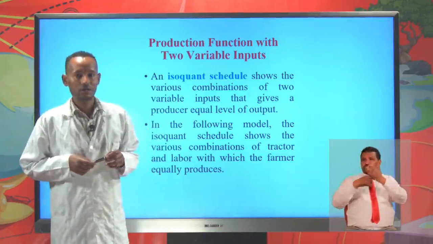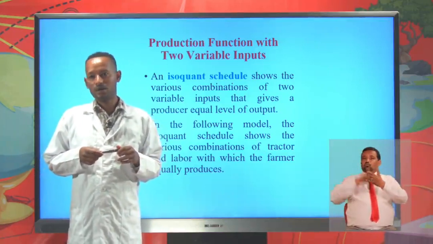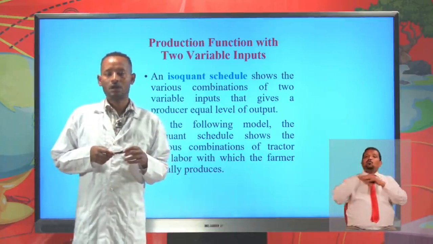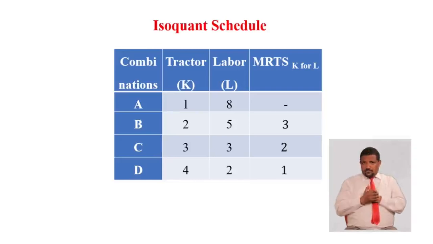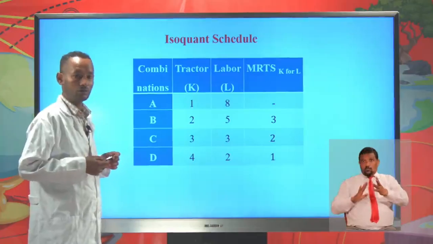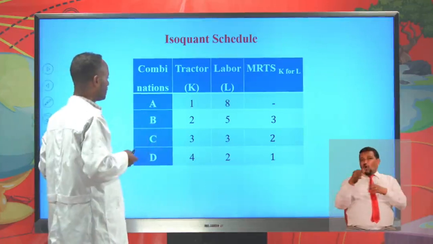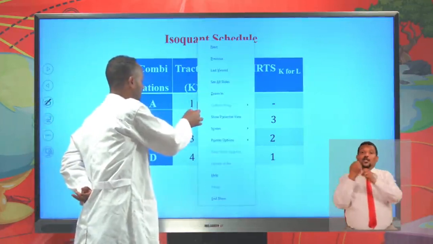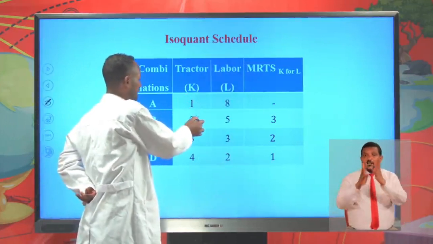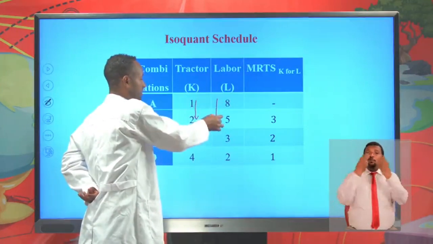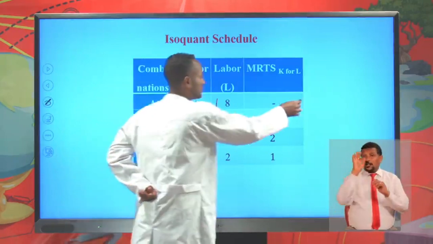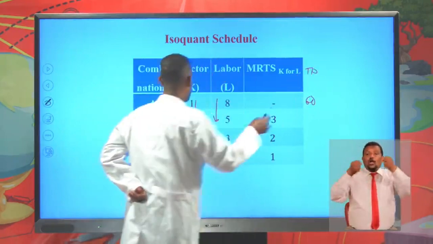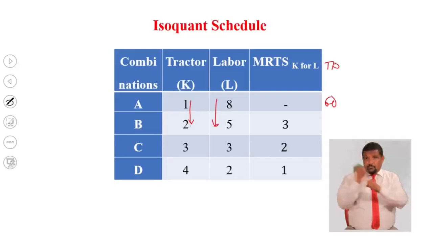In the following model, the farmer produces the output wheat by employing two variable inputs called capital and labor. The output that the farmer gets from the combination of one tractor and 8 labor is always equal to the output from the combination of 2 tractors and 5 labor, because as we increase employment of the variable input tractor, we are reducing employment of the variable input labor. For example, if the farmer gets 60 quintal of wheat from 1 tractor and 8 labor, then the output from 2 tractors and 5 labor is also 60 quintal.